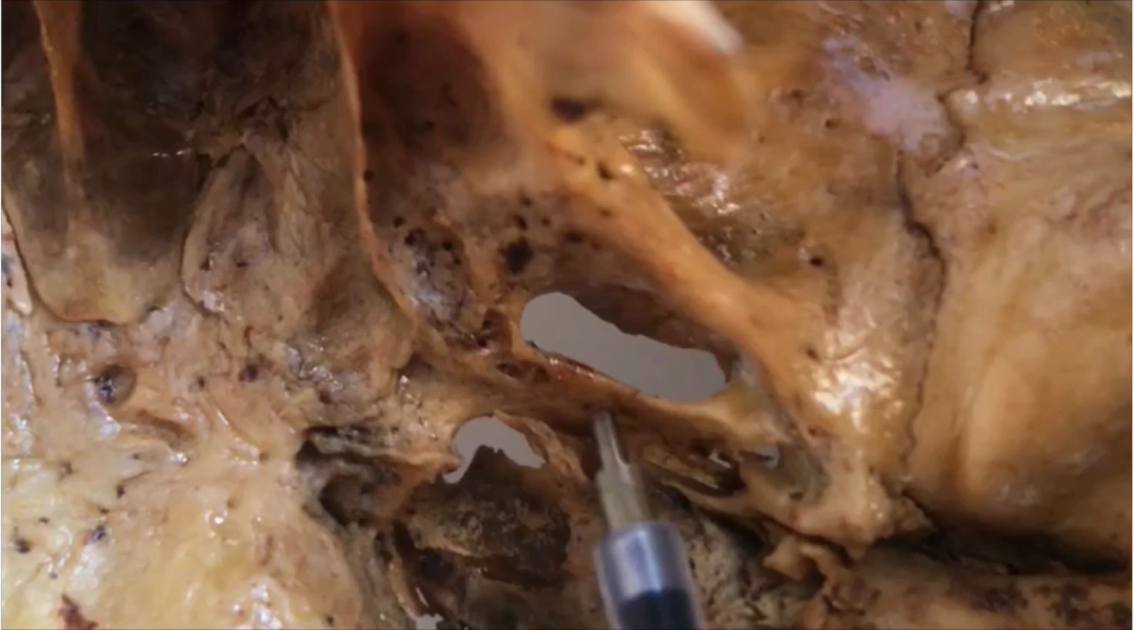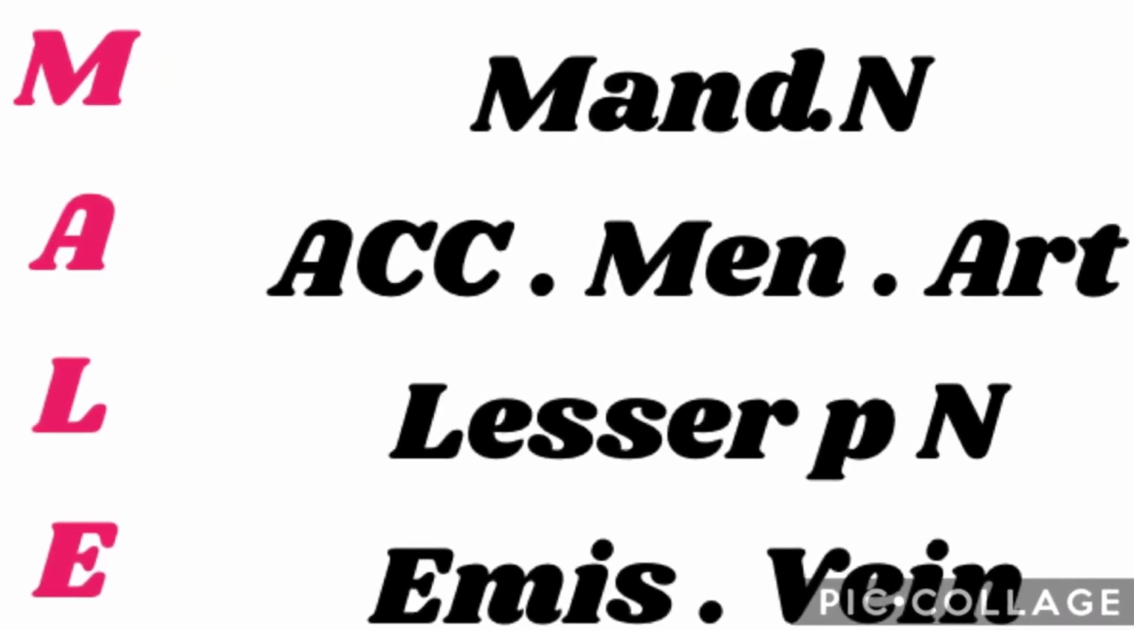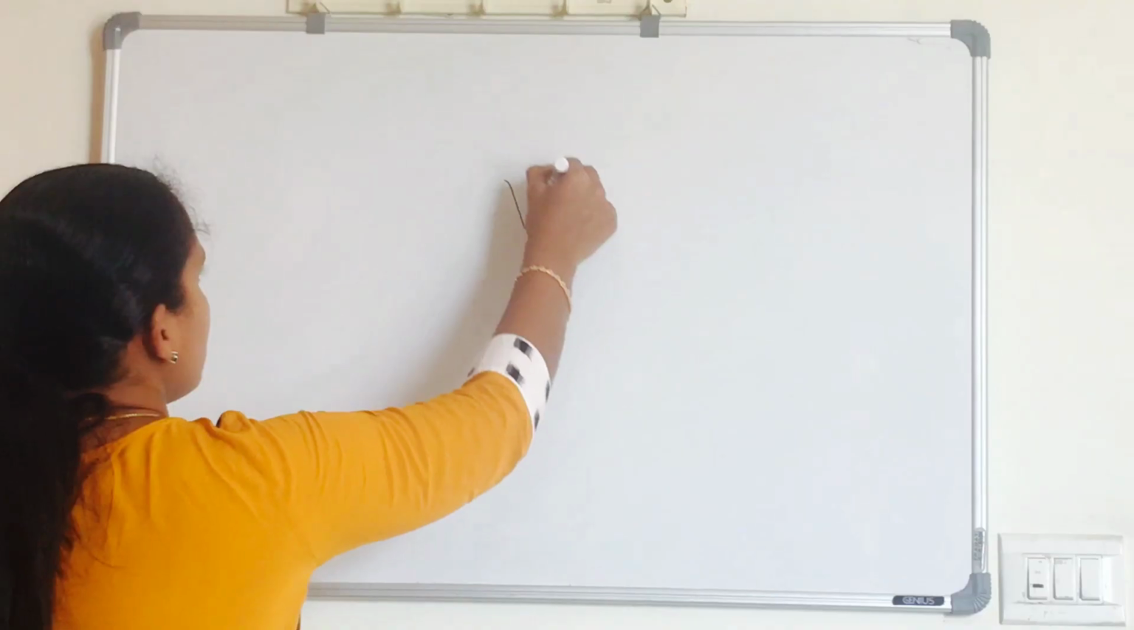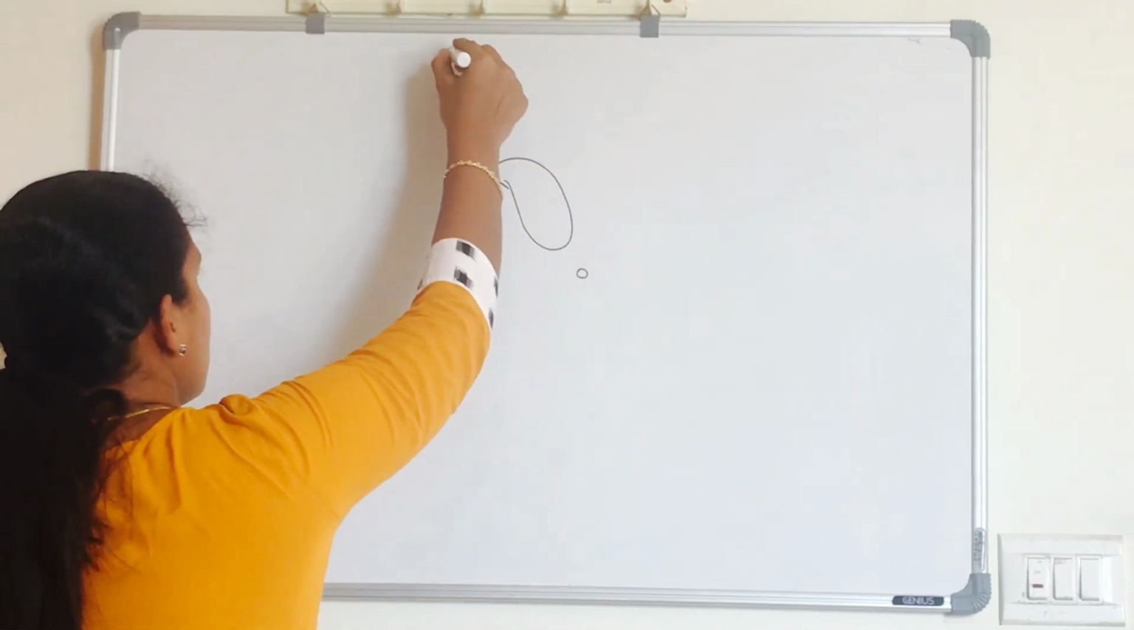Let's start with foramen ovale. So the structures passing through foramen ovale are mandibular nerve, accessory meningeal artery, lesser petrosal nerve, and emissary vein. Just posterolateral to this foramen is foramen spinosum. Structure passing through is nervus spinosus. So let me explain in detail.